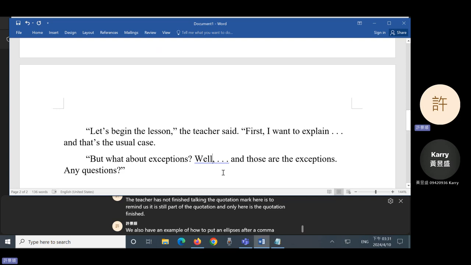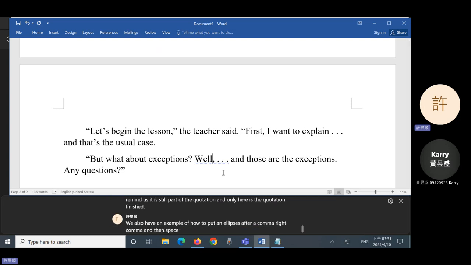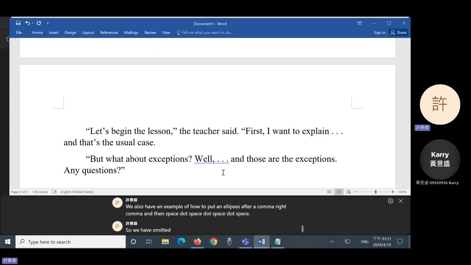Right, comma, and then space dot space dot space dot space. So we have omitted something after the comma. Okay, those are direct quotations. Do you have questions?